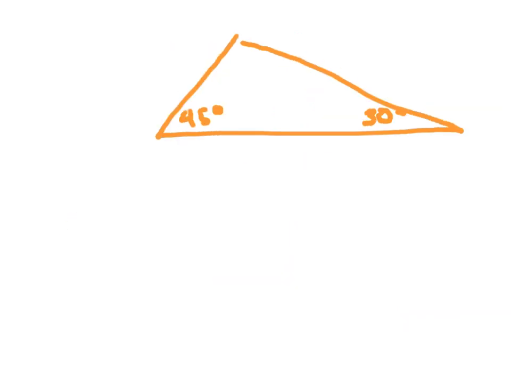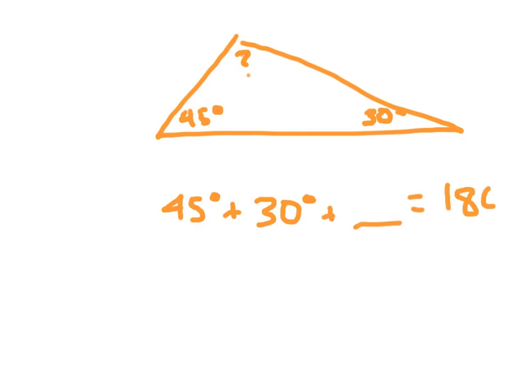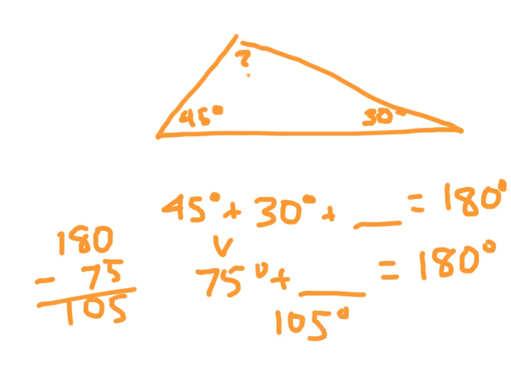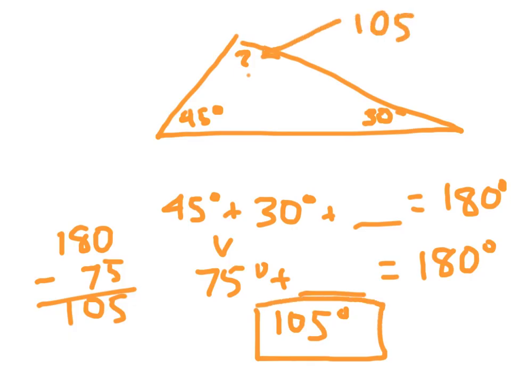So we might have a triangle like this here, where we're asked to figure out that missing angle. So we have 45 plus 30 plus some number equaling 180 degrees. 45 plus 30 is 75 degrees, plus some number equaling 180 degrees. If I subtract 75 from that 180, I'll get 105, and that would be that missing number, 105 degrees. So again, the sum of those angles is 180 degrees.